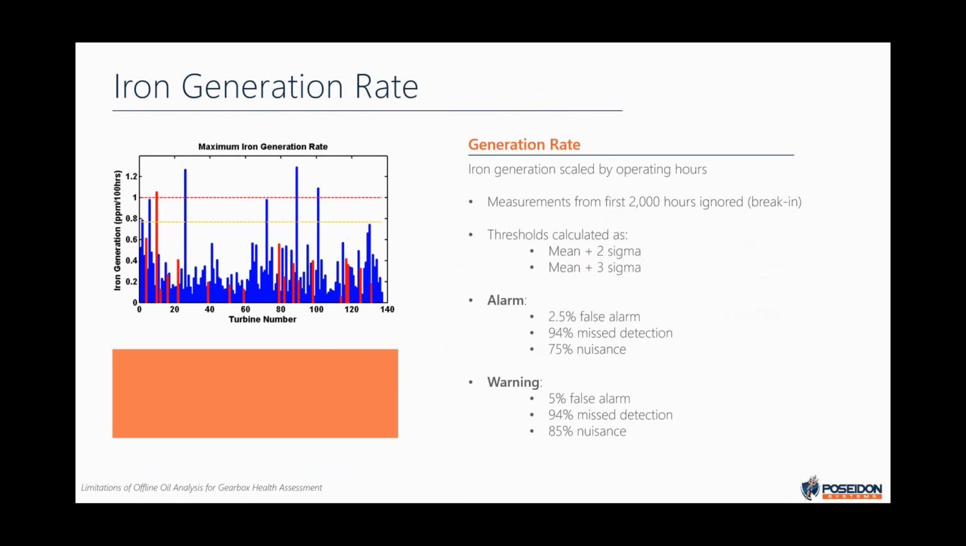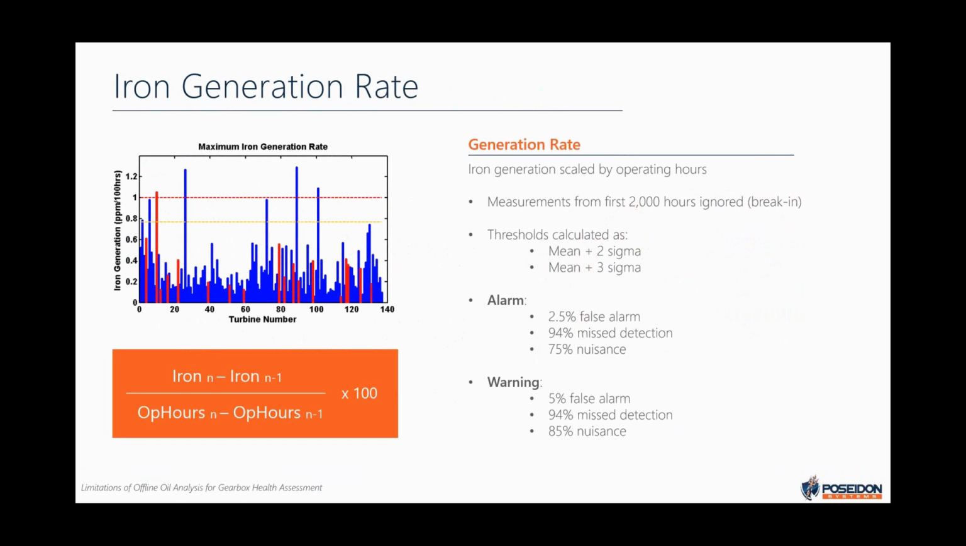So a derivative of iron concentration is the iron generation rate. Because we took these samples over time, it allows us to scale this and see how much concentration of iron was added to the oil given every 100 operating hours. Data from the first 2,000 hours of operation were ignored because that's the break-in period of these wind turbines, and the concentration is often inflated because of the surface wear asperities and internal residue left over from the machining process.